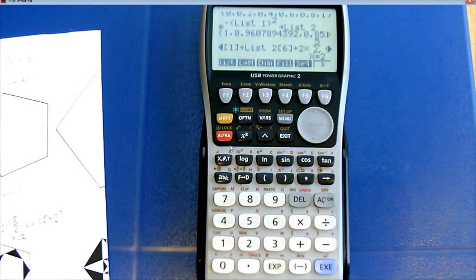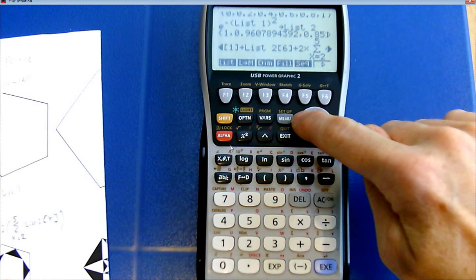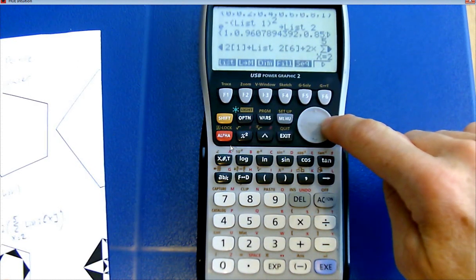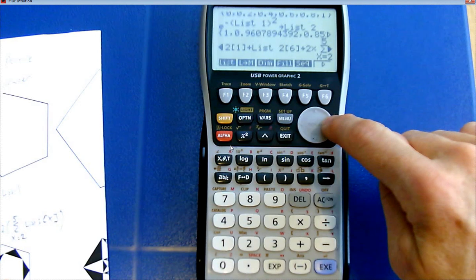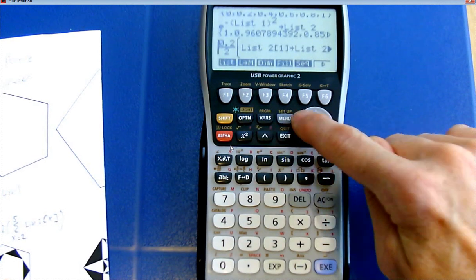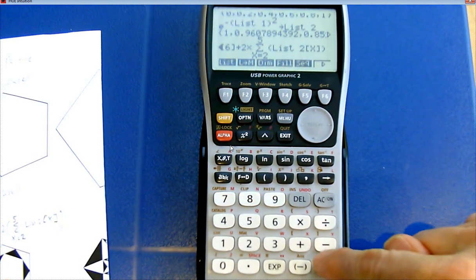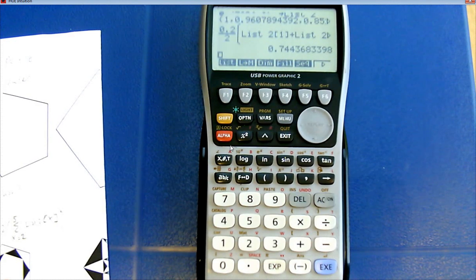So I've got h over 2, 0.2 over 2, times by the first item on my list and the last item in my list, plus 2 times the sum of all the other items in my list. Execute, and there we go, that's our value.